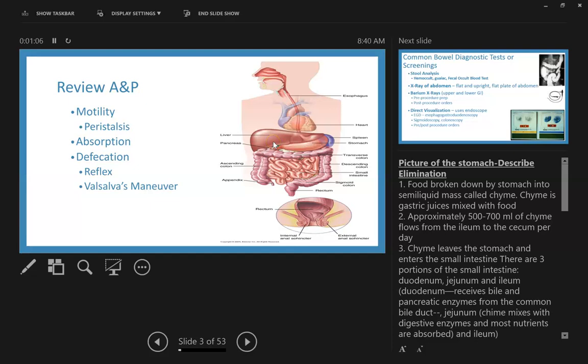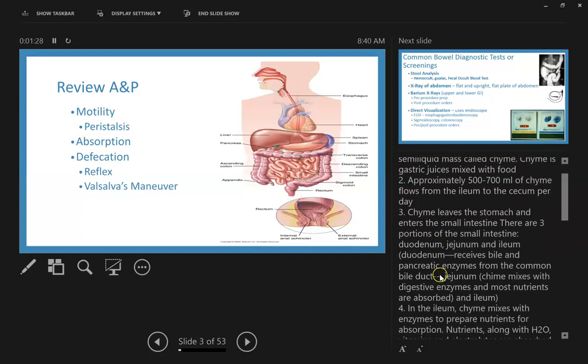Okay, defecation is going to be absorption. The majority of absorption happens in the small intestines, the lower stomach and small intestine area, and then defecation is going to be the rectum and anus. This is a reflex when the rectum gets full of stool, and then the Valsalva maneuver is the active, forceful pushing of stool out of the body. It is that bearing down.